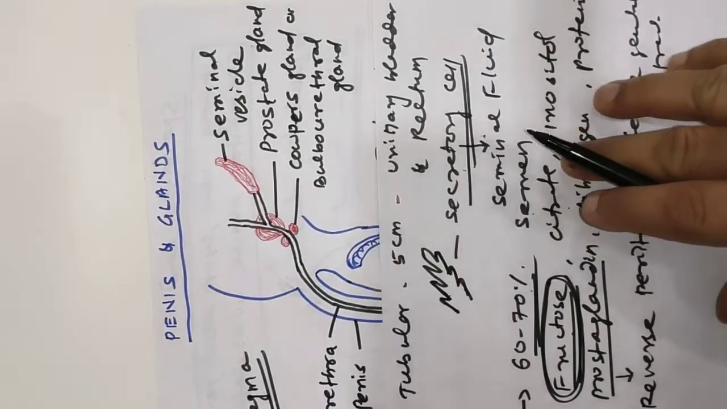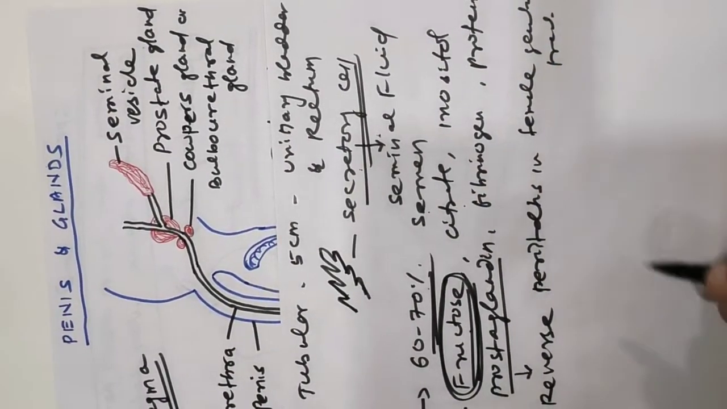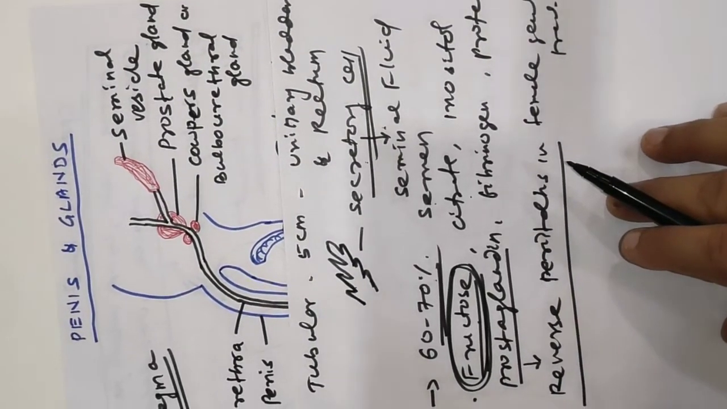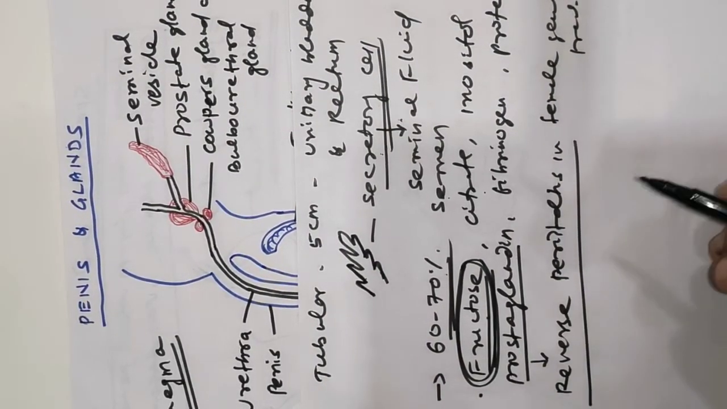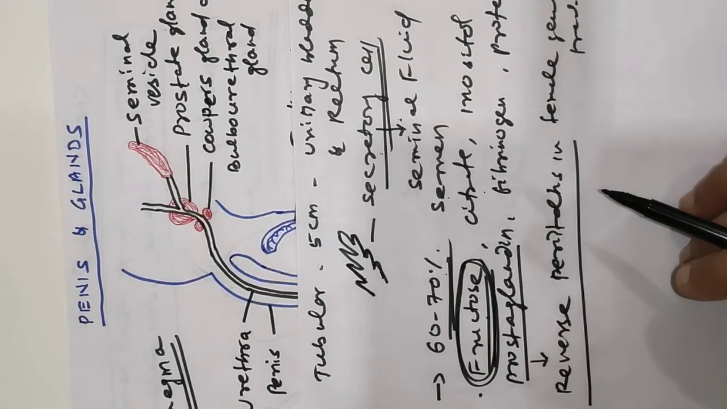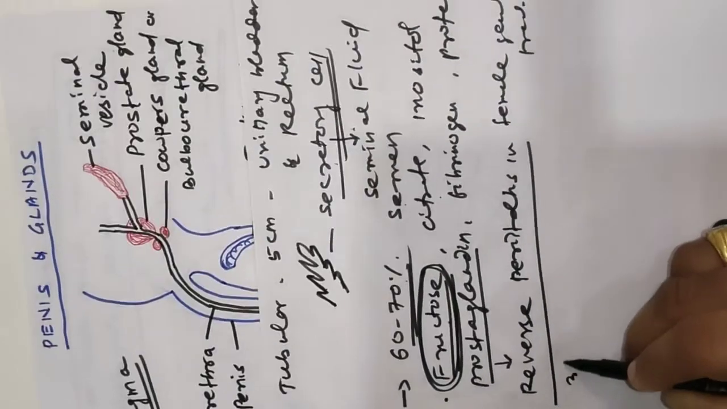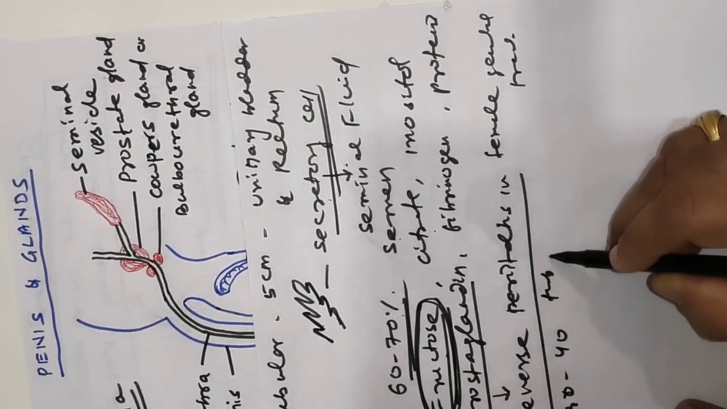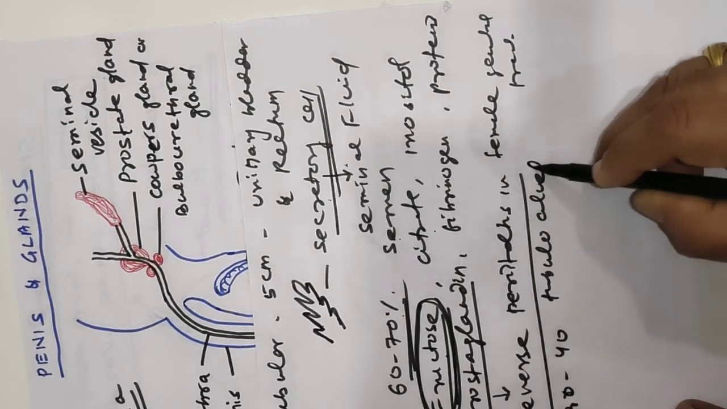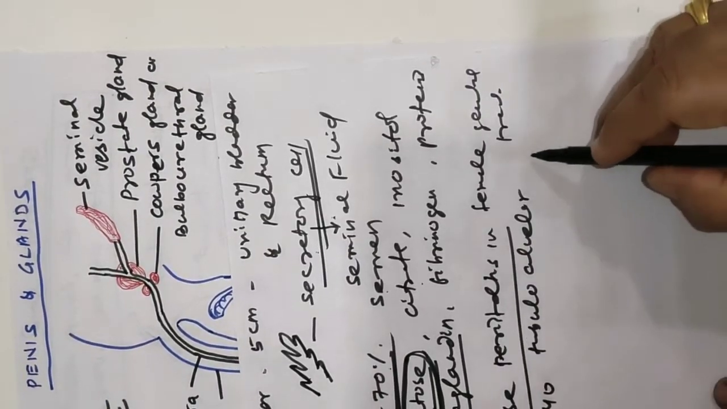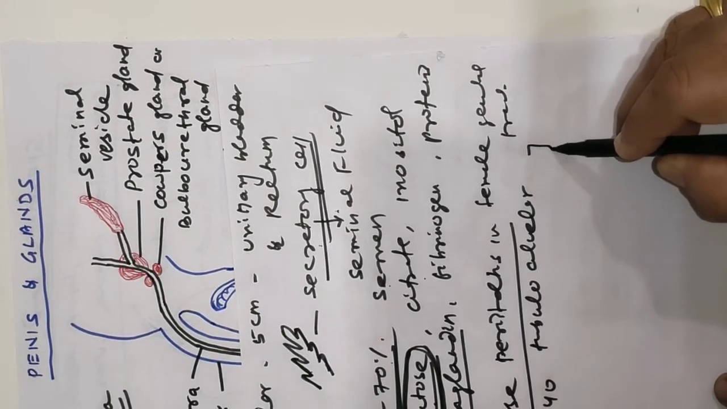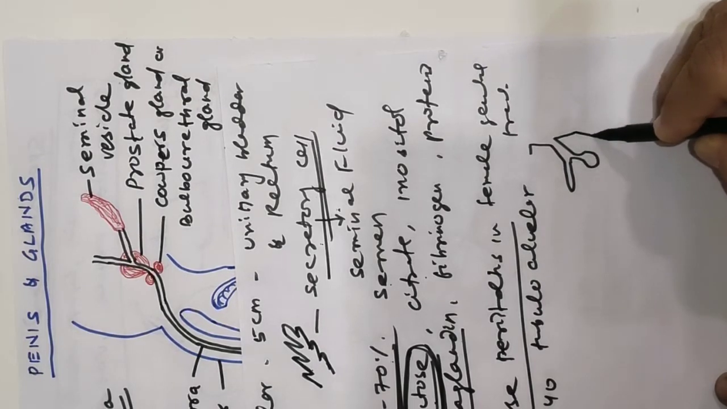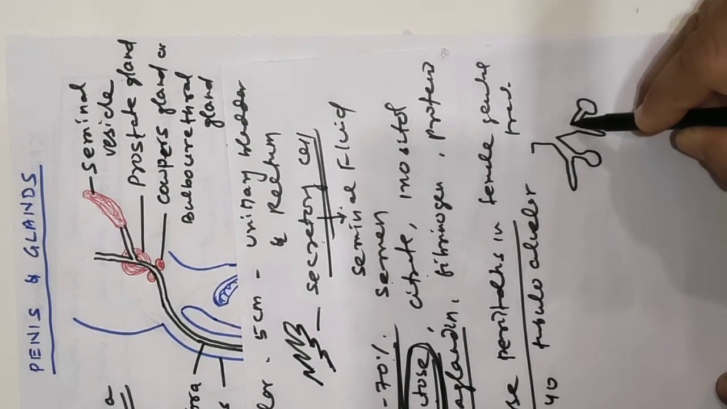Of about 4 cm in width and 3 cm in height. Next is the prostate gland. It is a large, pyramidal gland of 4 cm in width and 3 cm in height. It has about 30 to 40 tubulo-alveolar glands. Tubulo-alveolar glands means it is modified epithelial tissue. Here one part is tubular and the second part is alveolar or saccular.